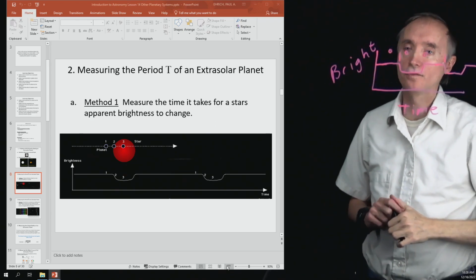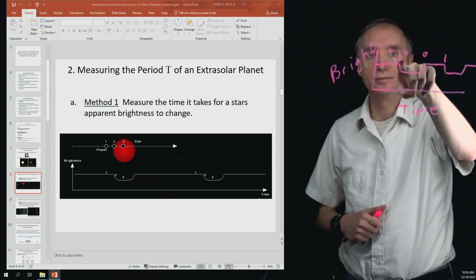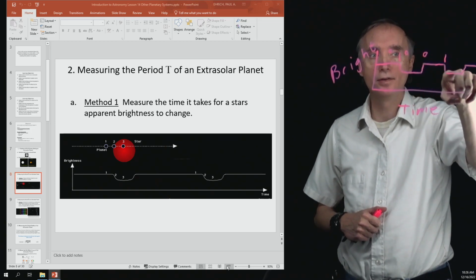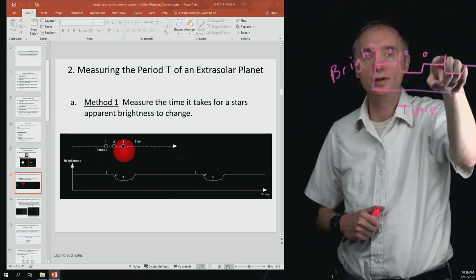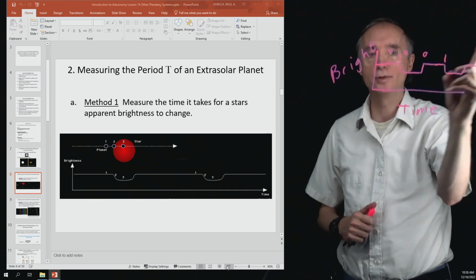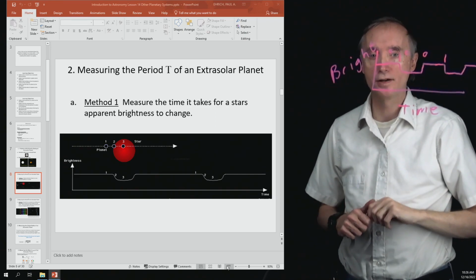So all we need to look for is a dip and then another dip, and then we measure the amount of time it took to go from here to here. That would be the amount of time it took the planet to go around its star.